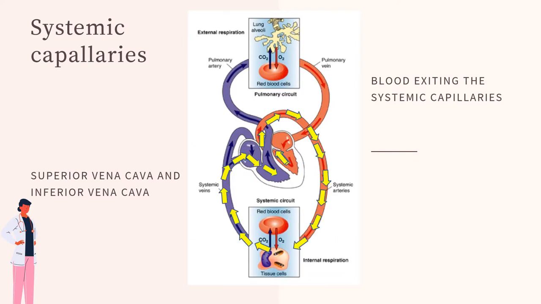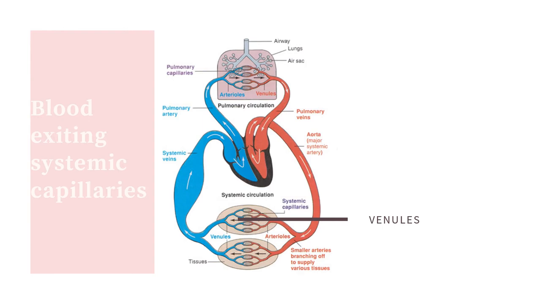Eventually, these vessels will lead to the systemic capillaries, where exchange with the tissue fluid and cells of the body occurs. In this case, oxygen and nutrients exit the systemic capillaries to be used by the cells in their metabolic processes, and the carbon dioxide and waste products will enter the blood. The blood exiting the systemic capillaries is lower in oxygen concentration than when it entered.